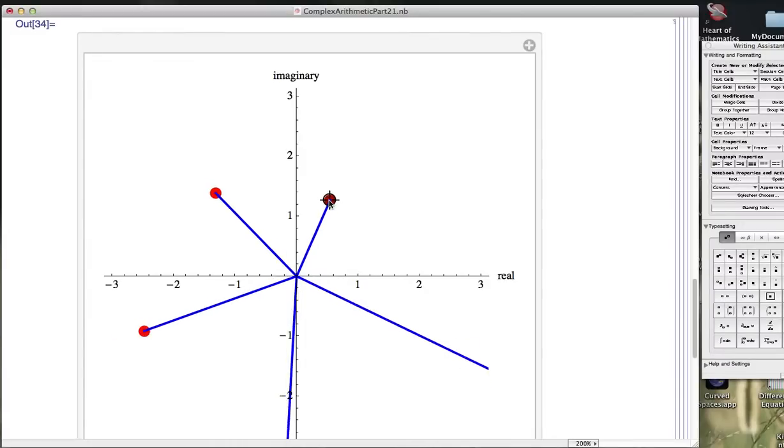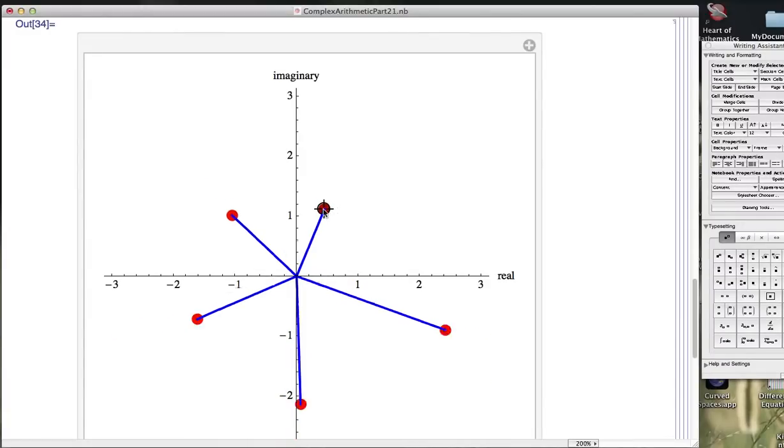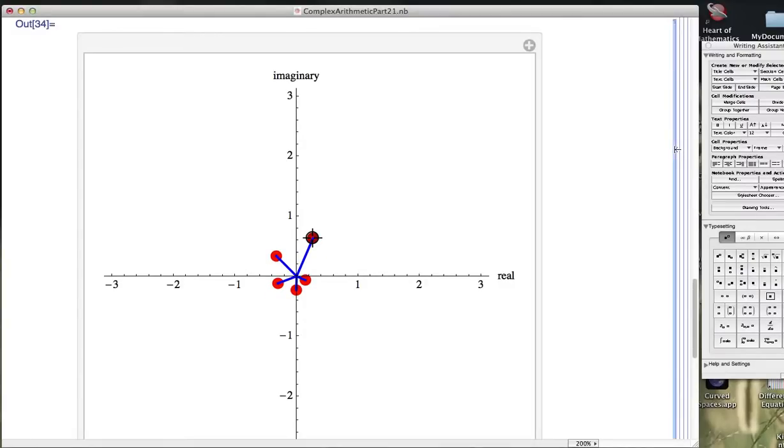When it's further away from the origin than 1 unit, then the higher powers go even further away. When it's within 1 unit of the origin, then the higher powers go closer, and that should make sense to you based on the polar form.